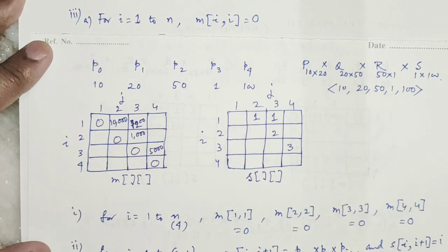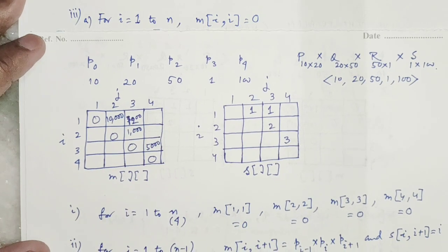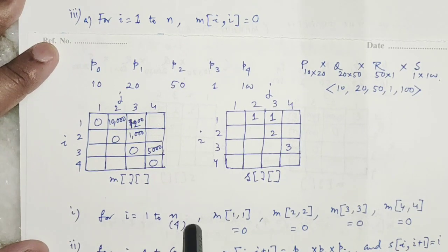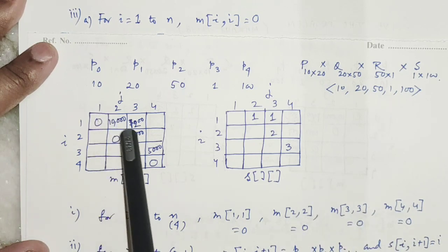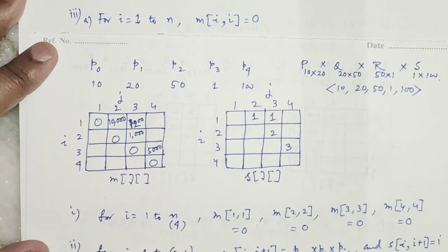So I have these two tables. I have filled them up because I have already calculated them. So first one, i equals 1 to n, that means i is 1 to 4. m of i i equals 0, that means m of 1 1. Then when i equals 2, m of 2 2, m of 3 3, m of 4 4, all will be 0. So the principal diagonal of the m table is filled up by 0.